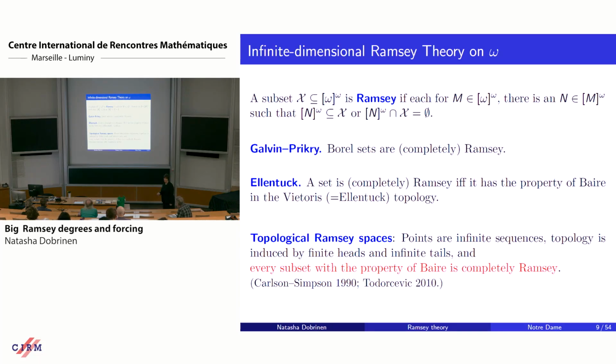And then this gives rise to the notion of topological Ramsey spaces, of which I'm very fond, which is taking this idea and then expanding it to many other different types of topological spaces. But they all have these things in common, which are that points are infinite sequences, and the topology is induced by finite heads and infinite tails. So the natural refinement of the metric topology on these spaces. And then they have the key property that every subset with the property of Baire is completely Ramsey.